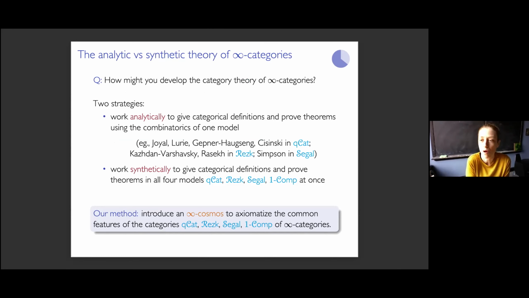Now, our axiomatic language, this infinity cosmos, which describes common features of these models, is very sparse. So it's not as if you can prove every single theorem that you'd ever want to know about infinity categories from our axioms, but you can prove a lot of theorems, and those theorems are much easier to prove in this sparse language. And as I'll discuss at the very end, our theory is compatible somehow with this analytically developed theory, which allows you to leverage the full information of any particular model.